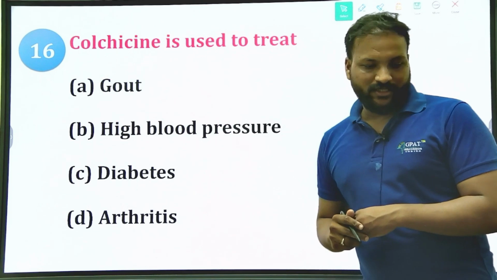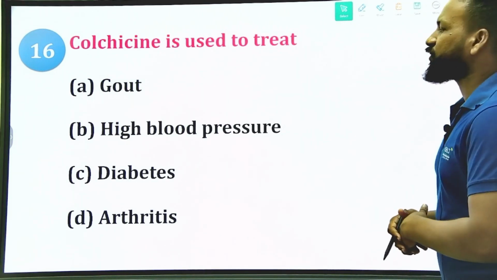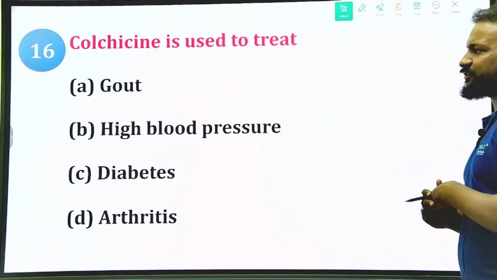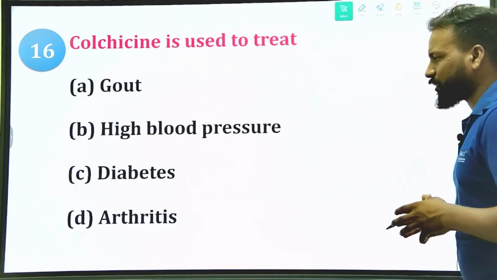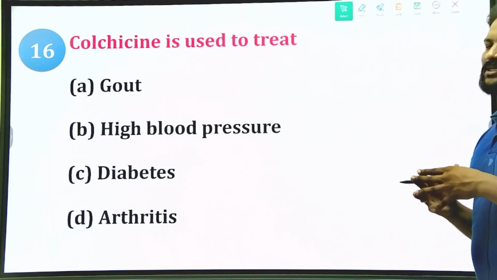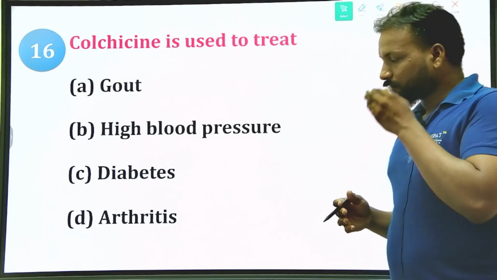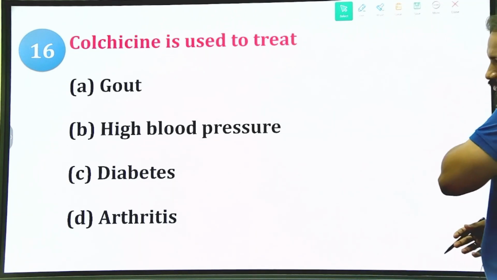Colchicine is used to treat. What is the use of colchicine? Either A, gout, B, high blood pressure, C, diabetes, or D, arthritis. What is the right answer for colchicine? I mean to say, what is the use of colchicine? Post your answer. Let me know the right answer also.